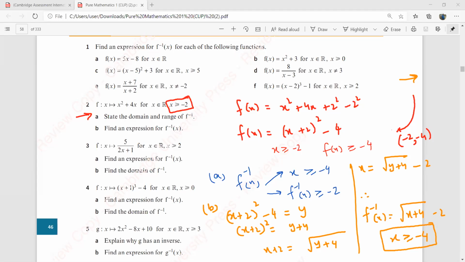Okay children, so that is it from this session, and we are left with one more session regarding the inverse of a function. That would be about the sketches of the function and its inverse.